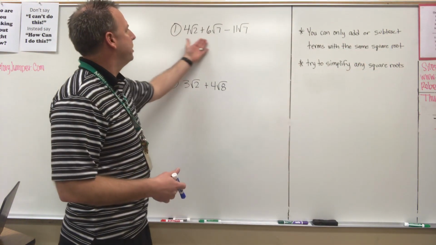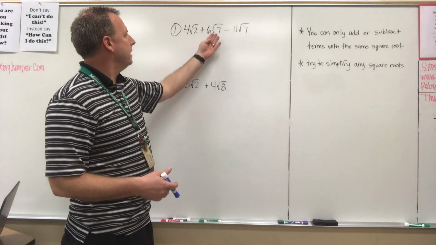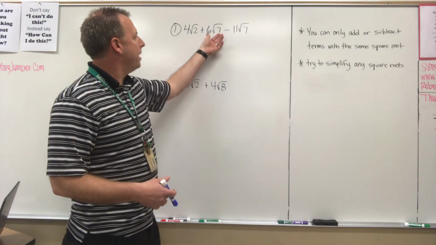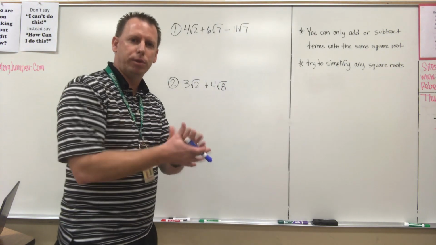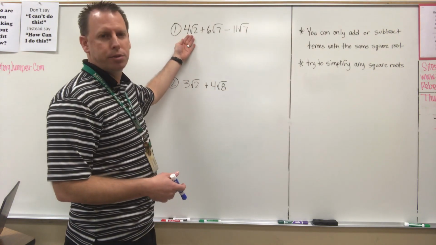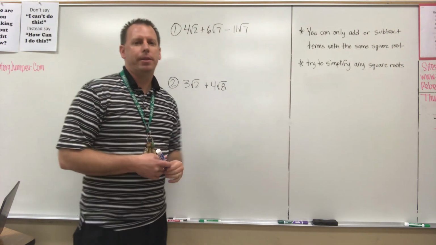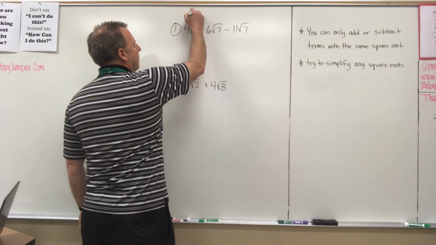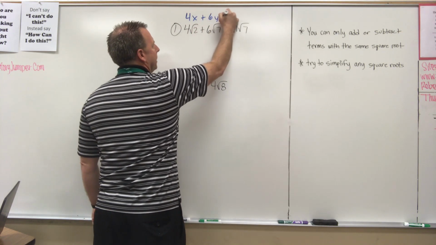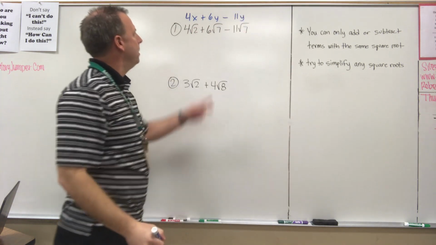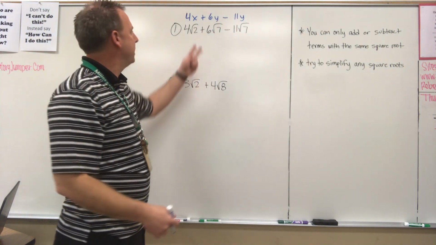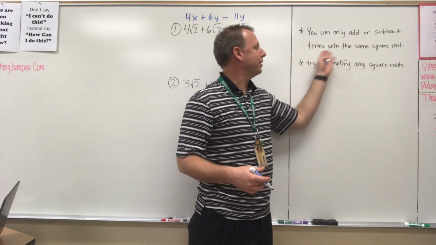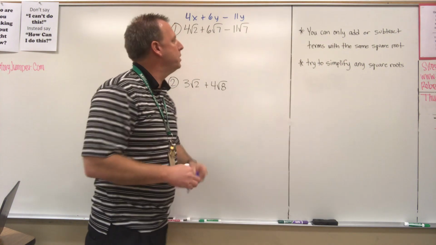So if I'm looking at this particular problem right here, I see a square root 7, a square root 7, and a square root 2. These both have square root 7s, so I can add or subtract those. I can put those terms together. However, this guy with the square root 2, no go. We can't do anything with that. You can think of this as the same type of problem as 4x plus 6y minus 11y. We could put the two y terms together, but we can't put the x term with them. And it's the same thing with square roots. You can only add or subtract terms with the same square root. Okay, so away we go.